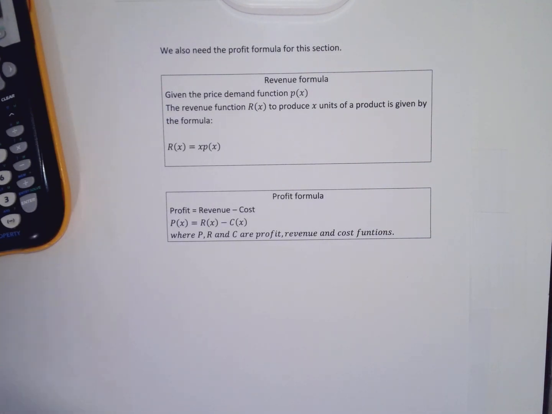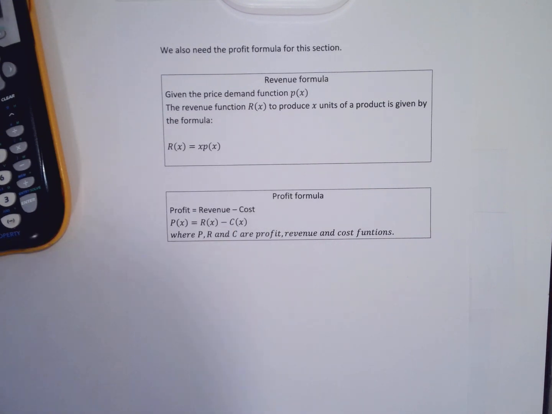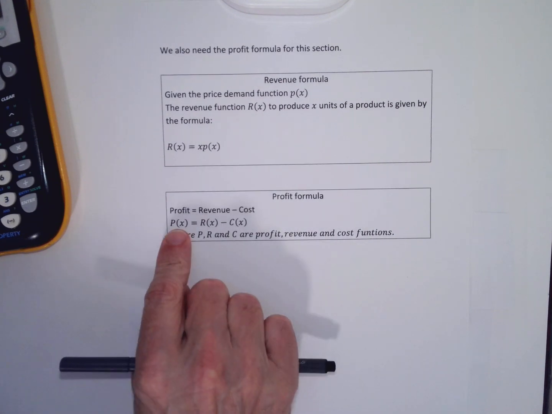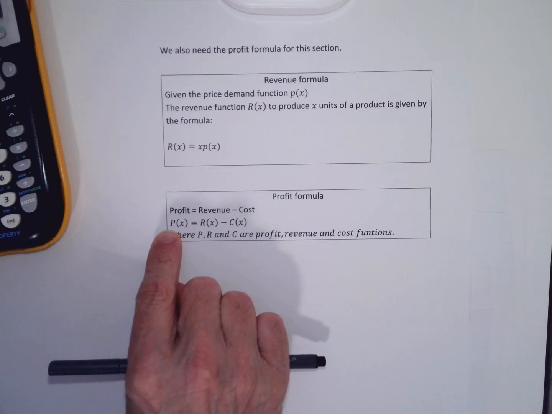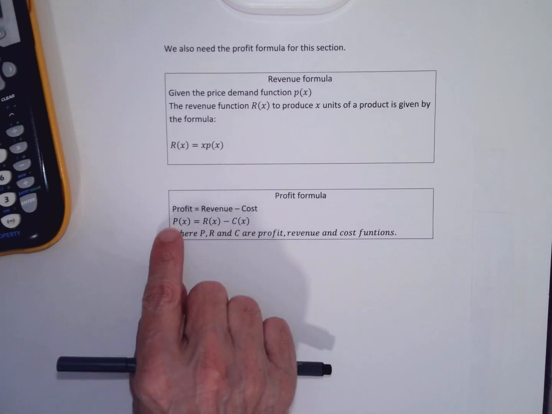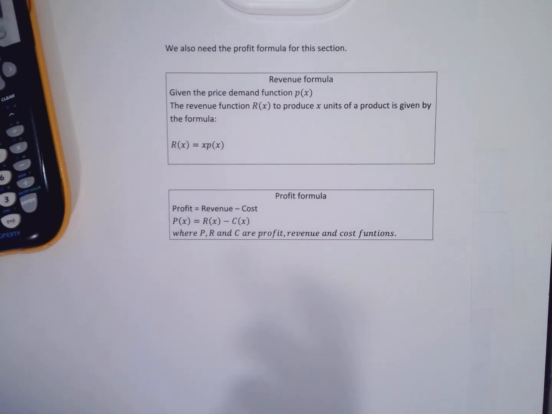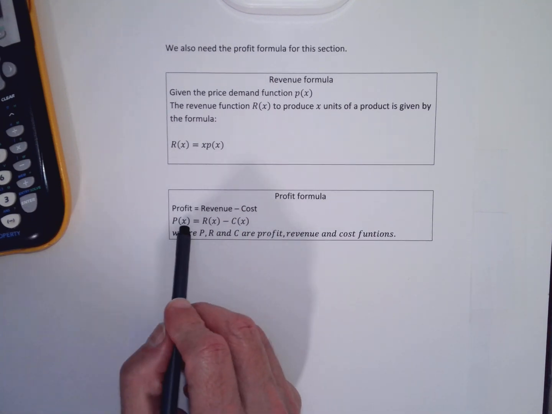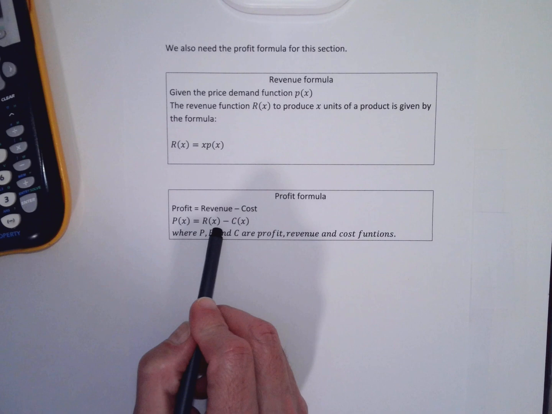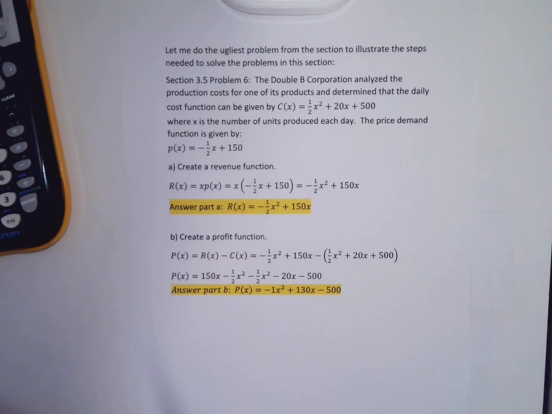I wrote this formula down in Section 2.5 and didn't wind up using it, that profit is revenue minus cost. So for P of X, which is profit, capital P is profit, small p is price demand. Profit is revenue minus cost. Big P is profit, big R is revenue, big C is cost. And that's all: the profit of selling X units equals the revenue from selling X units minus the cost from selling X units. So when I do a couple problems from the section, I thought I'd start with the ugliest one.